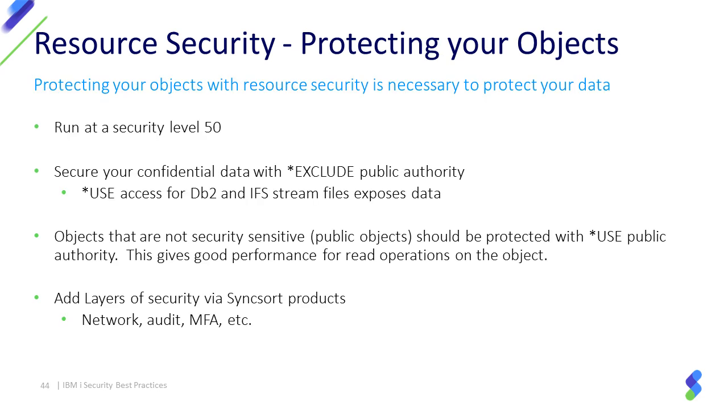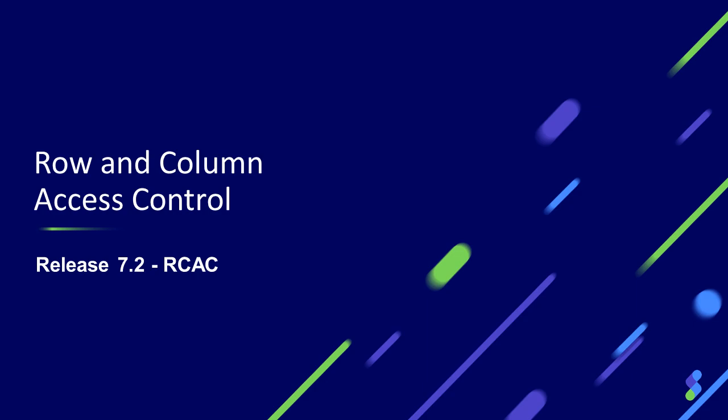Okay, so this is kind of a summary slide. Obviously, running at the high security level is really necessary. For your data objects, you certainly want to have the public authority set to exclude and only authorize the users that should have access to the data files, and then add the additional layers of security.